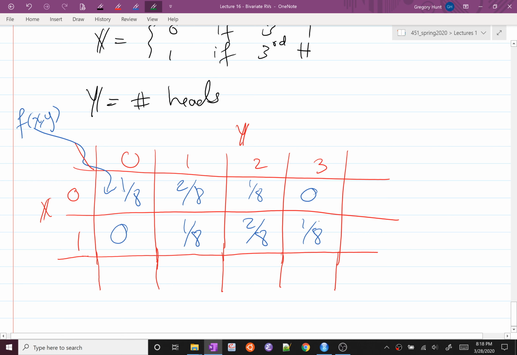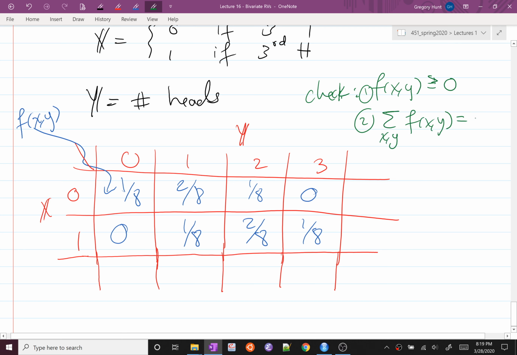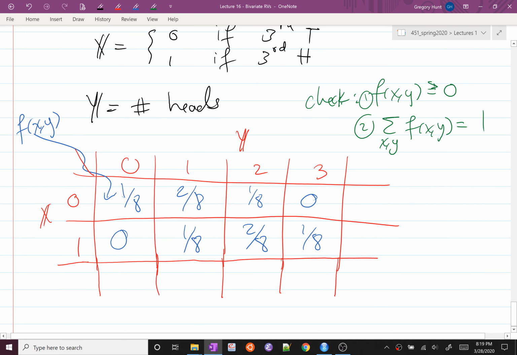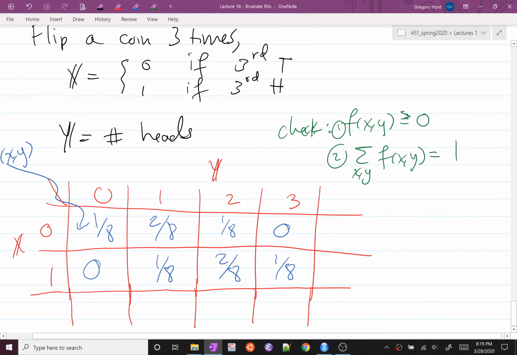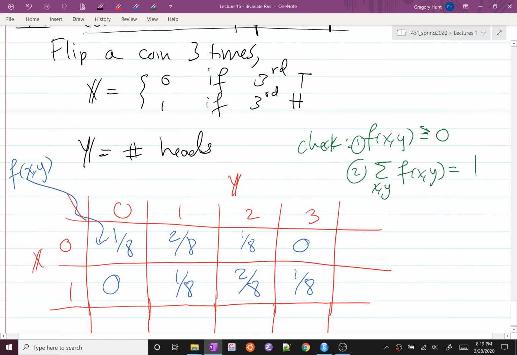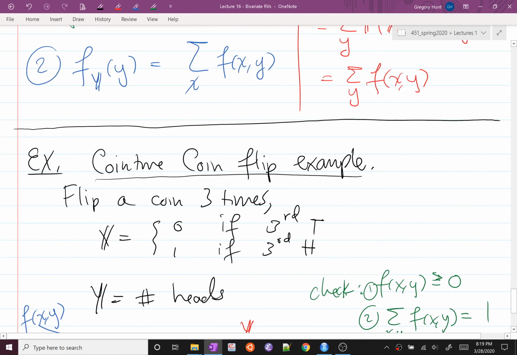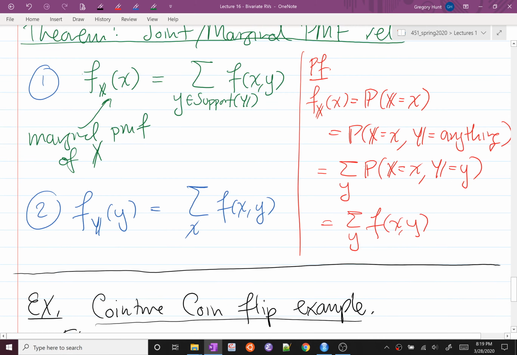So if we sum over all possible values, we check that f(x,y), which in this table are all bigger than 0, that's condition 1, and condition 2, if I sum over all possible values of x and y, and I sum up f(x,y), that gives me 1. Cool. Okay, so let's now get the marginal distributions of x and y. We kind of know what they should be, with a little bit of intuition, but we can derive them from the joint using this theorem here.